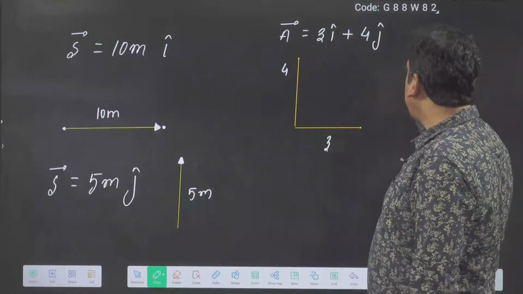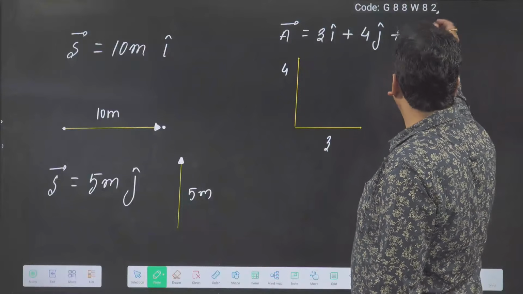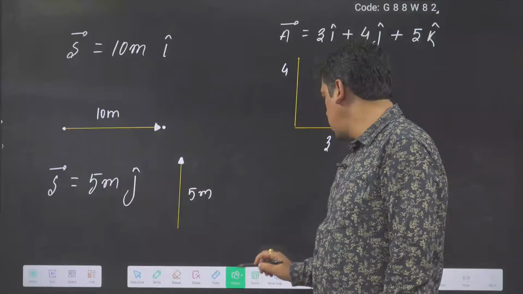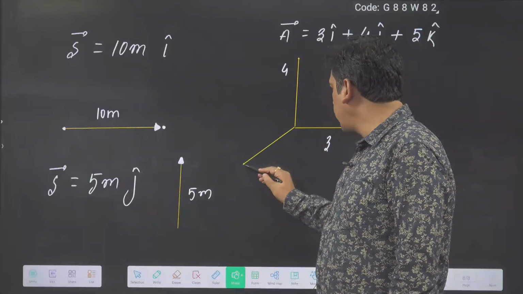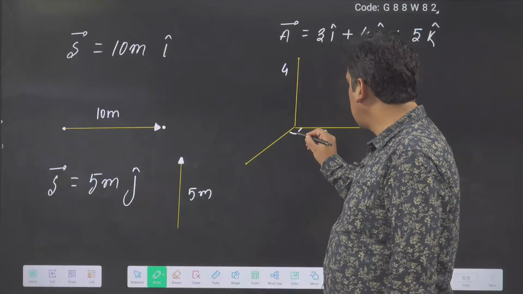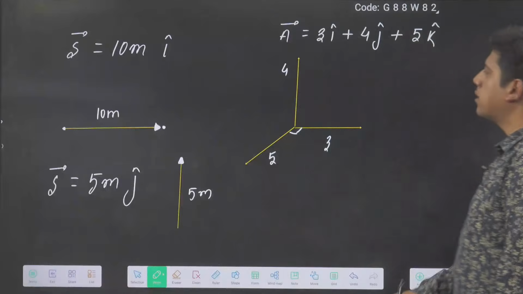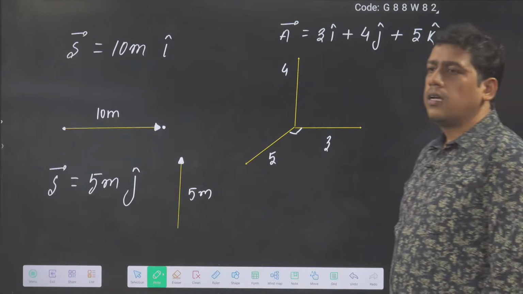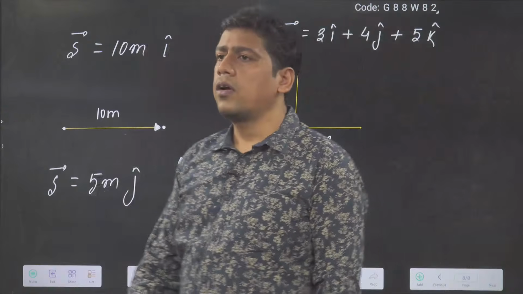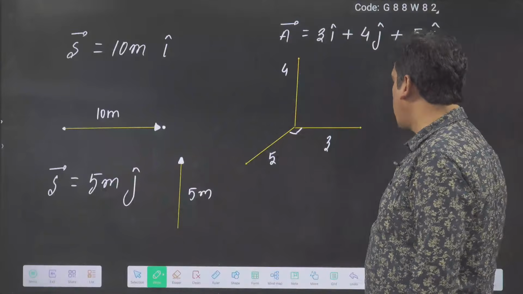But let's get familiar with this term. Okay. Similarly, they can say plus 5k cap also. It means what? You have to visualize in 3D. This angle is 90 degree. And this magnitude is 5. Okay, this magnitude is 5. Okay, bacha? So we now have 3 components, x component, y component and z component.